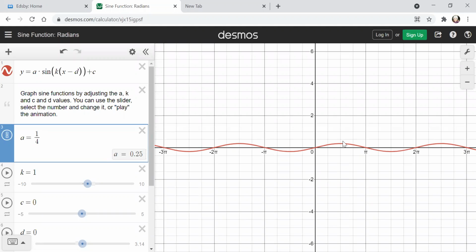Okay, so your A value, if it's a negative, it's actually flipping the sine function. A positive is going to start from 0 going up, but if I put in a negative value from 0, it's actually going to go down. And then the 1/4 smashed it.